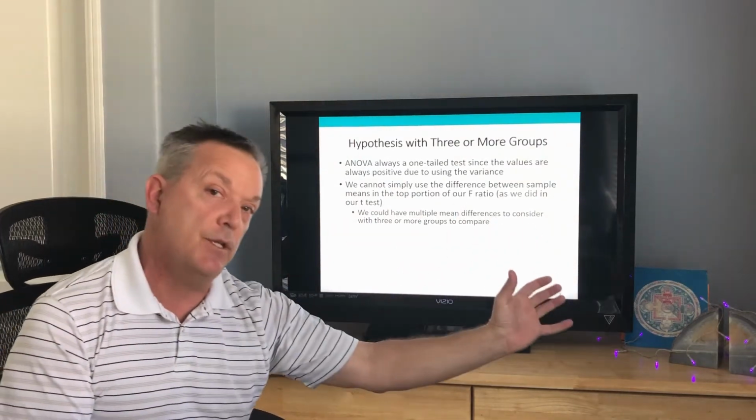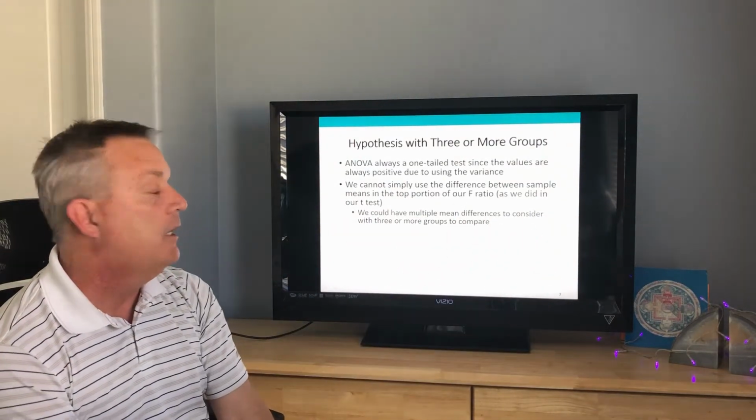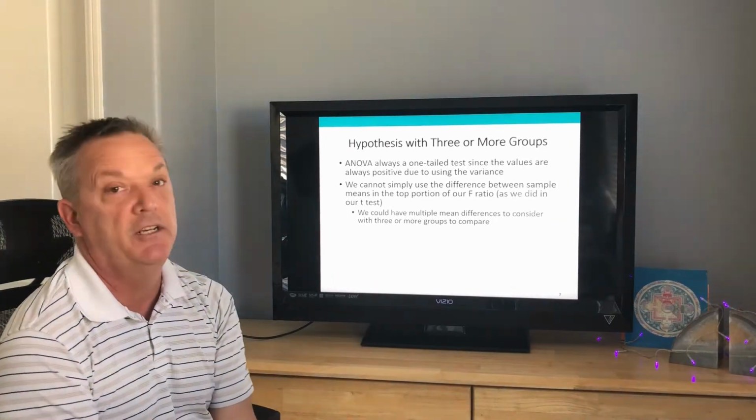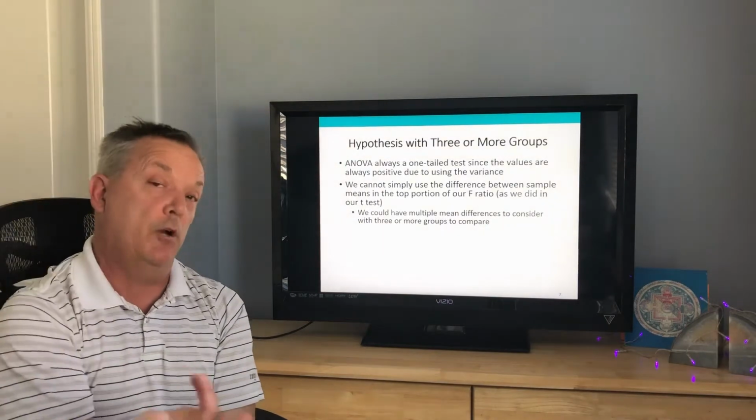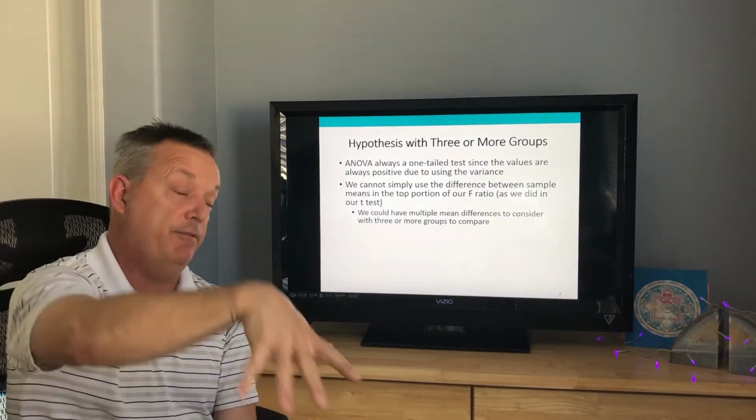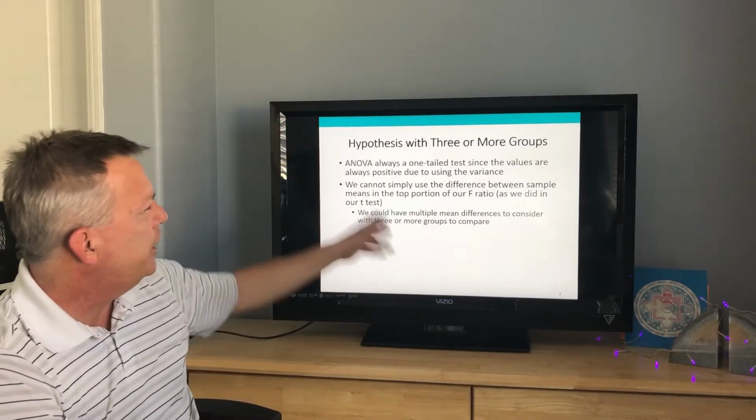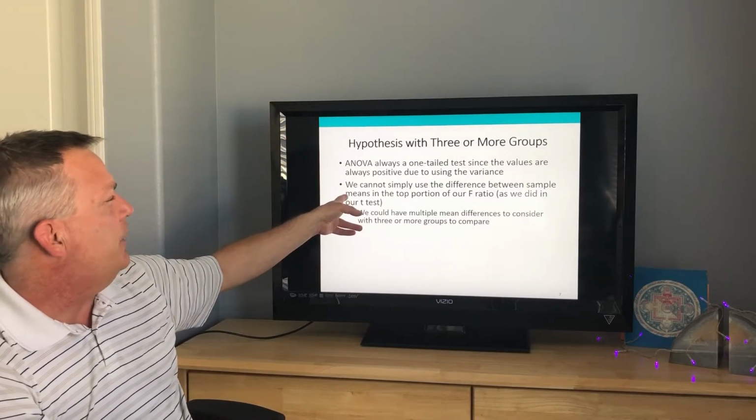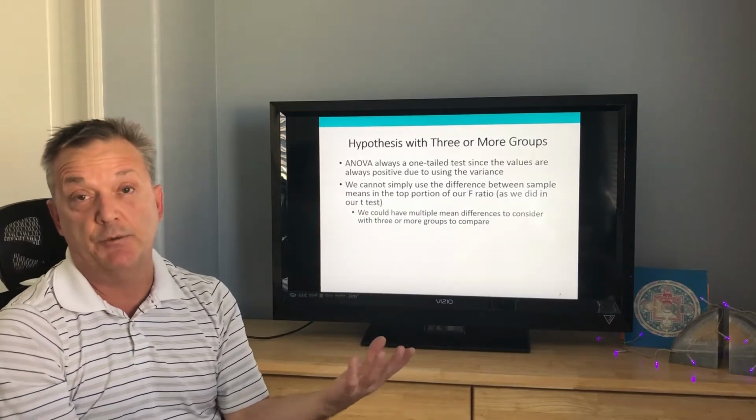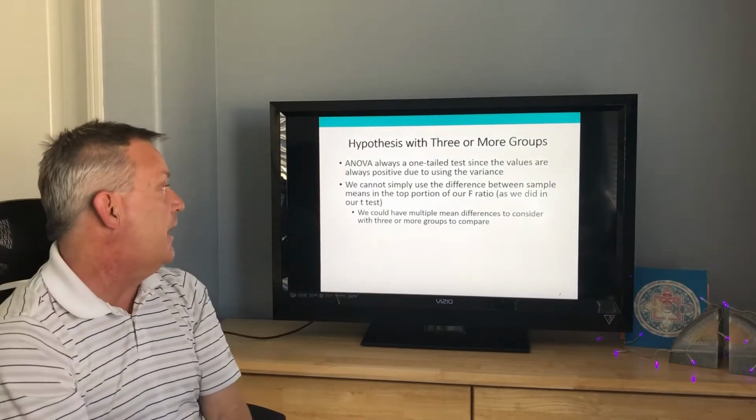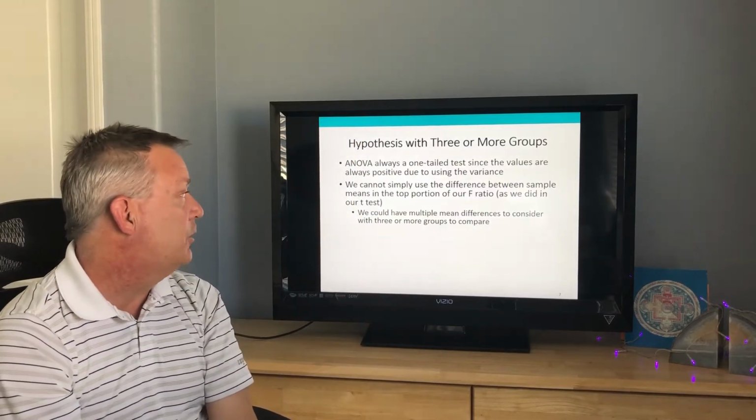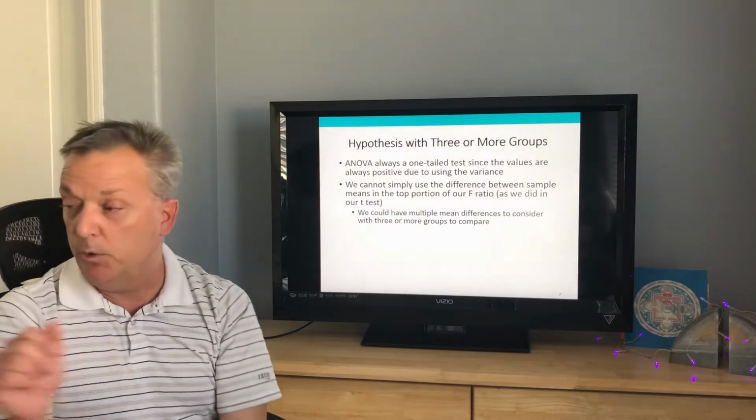ANOVA is always a one-tailed test, since the values are always positive due to using the variance. Remember the variance back when we studied that, just a little variation of the standard deviation, right? Standard deviation is the square root of the variance, and therefore the variance is the standard deviation squared. We cannot simply use the difference between sample means in the top portion of our ratio as we did in our t-test, right? Because we have multiple sample means, so we'll have multiple mean differences to consider, 3 or more groups to compare.